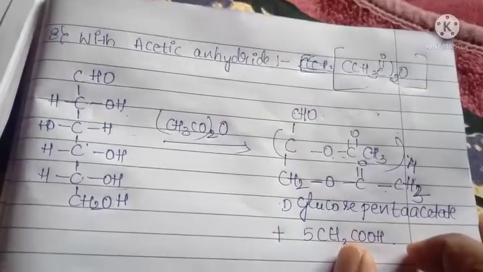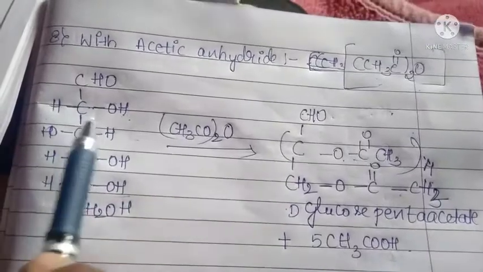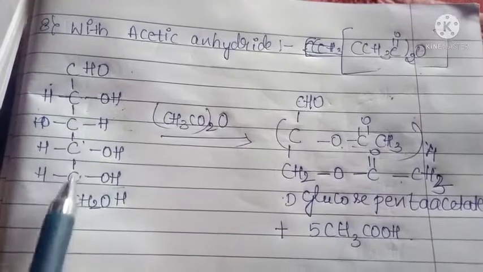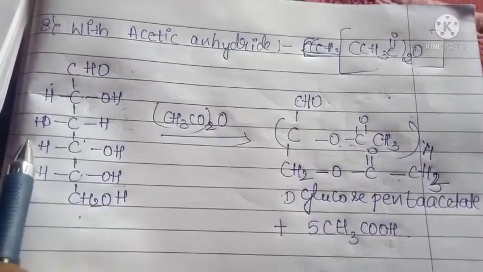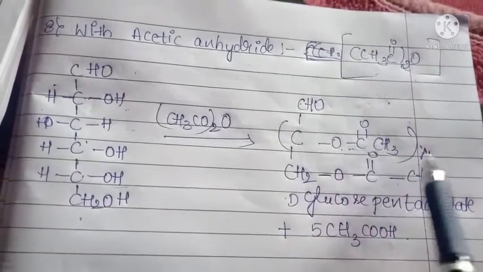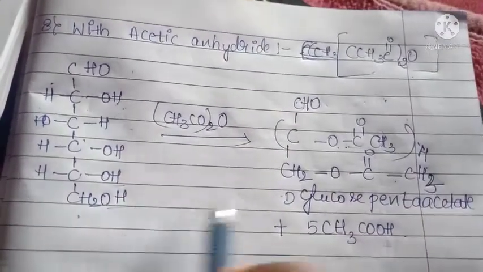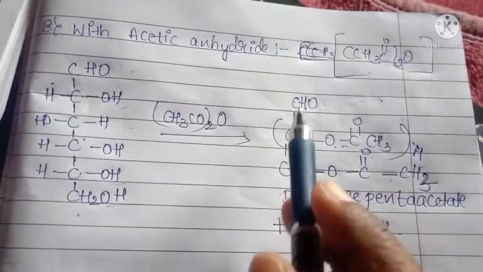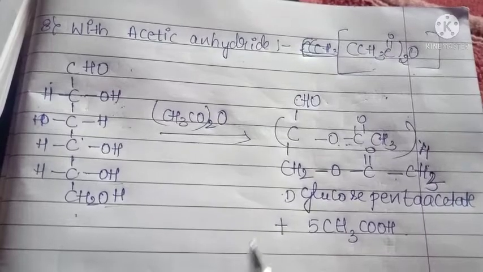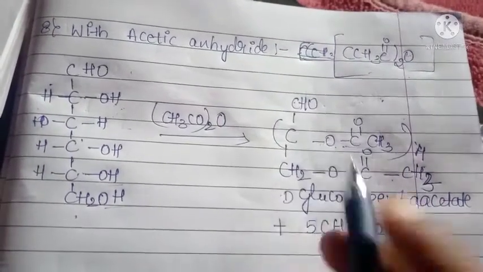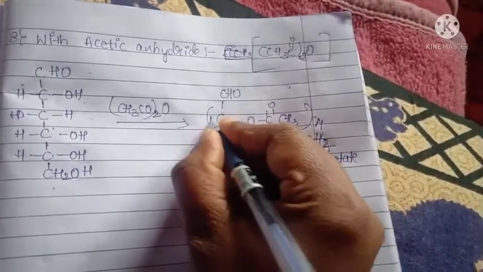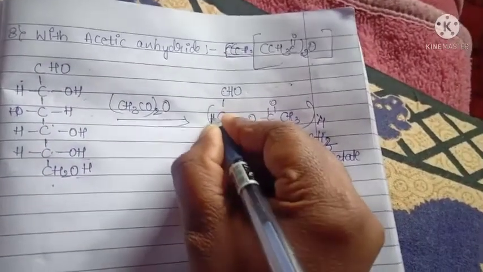This is the reaction with acetic anhydride. Carefully you have to observe. CHO should be the same as here. These 4 and including this carbon atom also. This OH is removed by O, C double bond O, CH3, and here OH is removed by the same. But here, H is also present. Okay, H is also present.